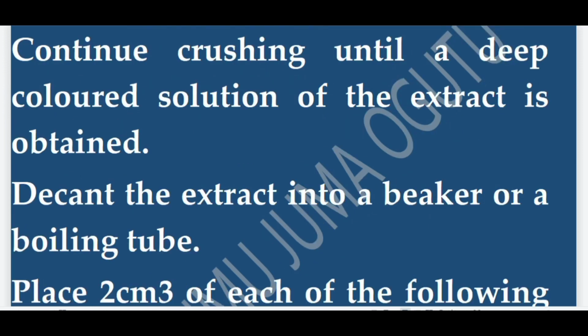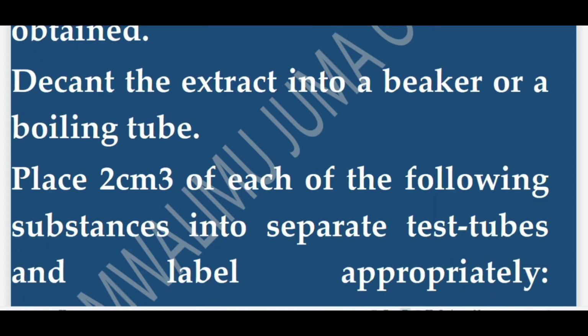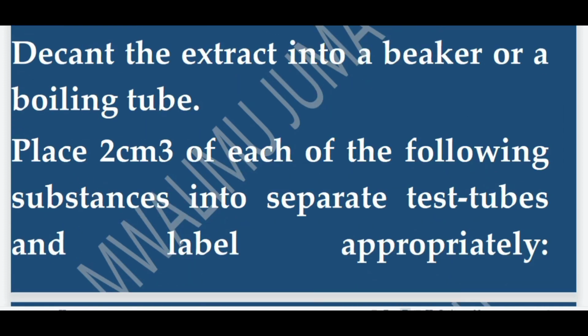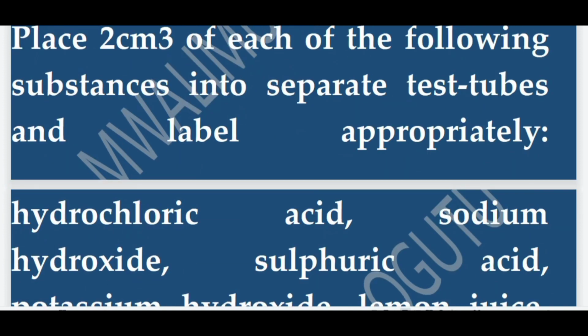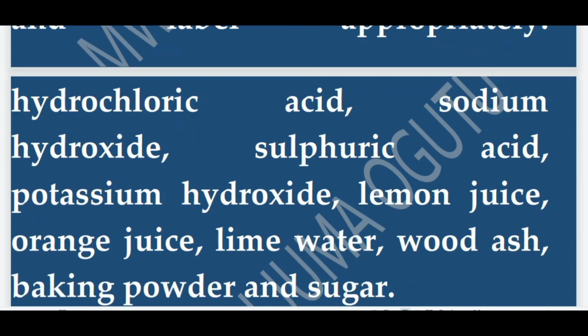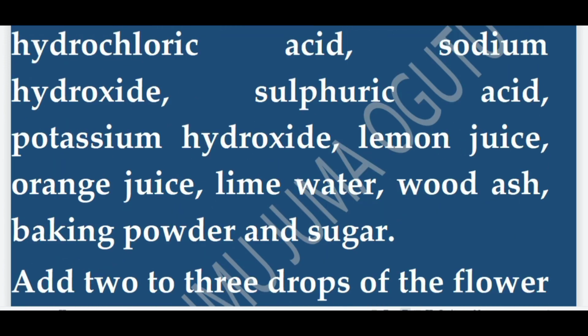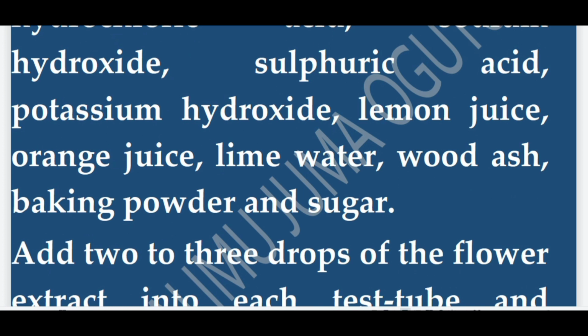We decant the extract into a beaker or a boiling tube. Then we place 2 cubic centimeters of each of the following substances into separate test tubes. These are the substances that we want to determine whether they are bases or acids: hydrochloric acid, sodium hydroxide, sulfuric acid, potassium hydroxide, lemon juice, orange juice, lime water, wood ash, baking powder, and sugar.